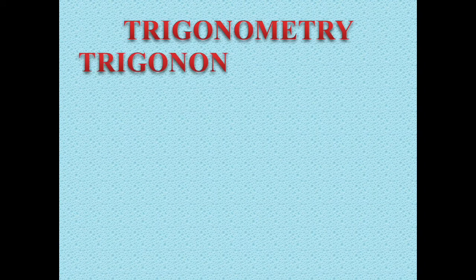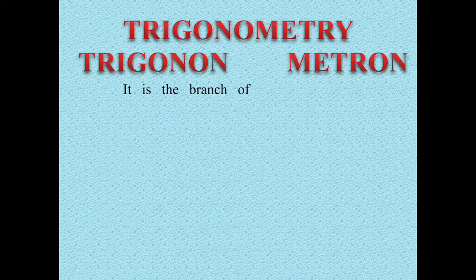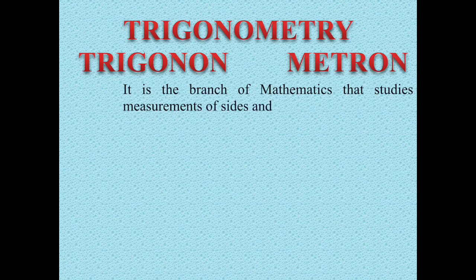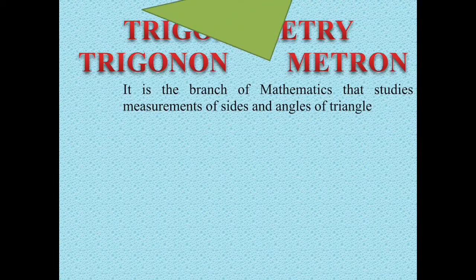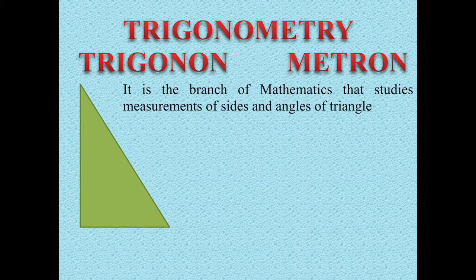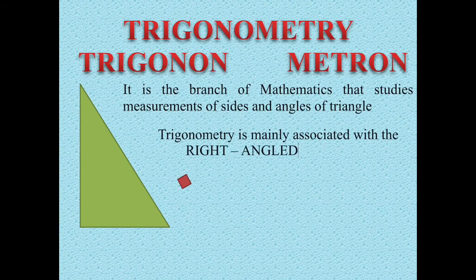The word trigonometry is made up of two words. Trigono means the triangle and metron means its measurement. So, trigonometry is the branch of mathematics that studies about the measurements and sides of triangle. It is mainly associated with right-angled triangle.